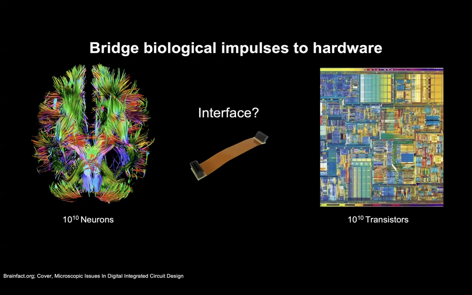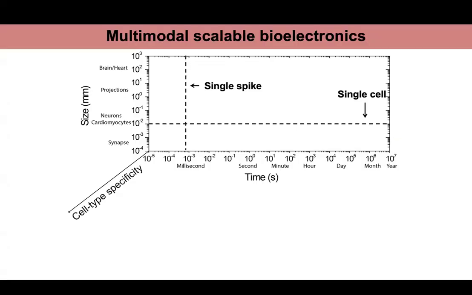So then what is the requirement for this scalable interfacing technology? I summarize it here. X and Y, that is the time and the spatial scale. With these two dashed lines, we basically label the resolution that the technology needs to achieve: single cell, single spike spatial temporal resolution. And we also have a third dimension, the cell type specificity, that needs to be incorporated.